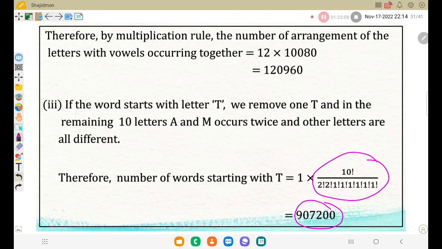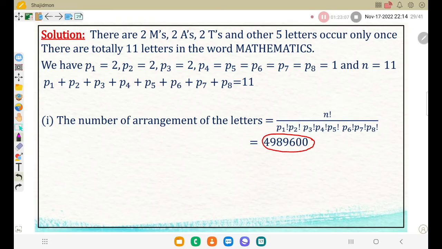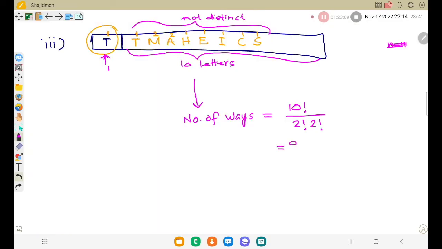907200. This many ways, correct? Only this second part, here only one option we will get. Only 1 T, 1 letter, correct? 1 T.